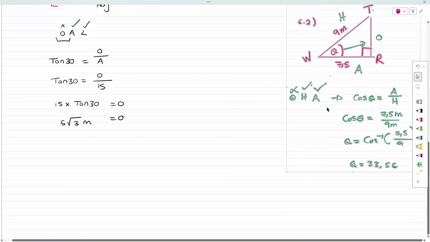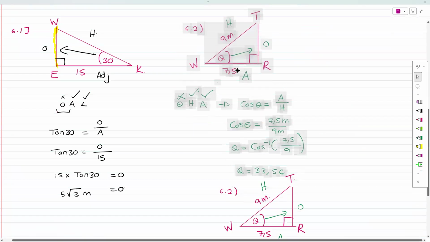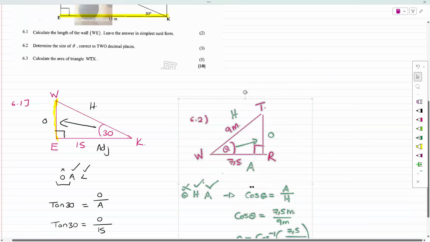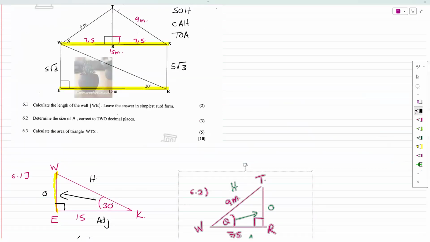Now that we got two angles in this triangle, because we know one is a right angle, please understand that you can use the sum of angles in a triangle to calculate the other angle. But we don't need to do it. But if you did, it is possible. 6.3 says calculate the area of triangle WTX.